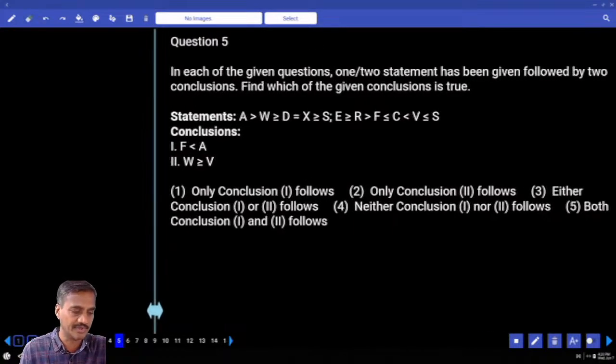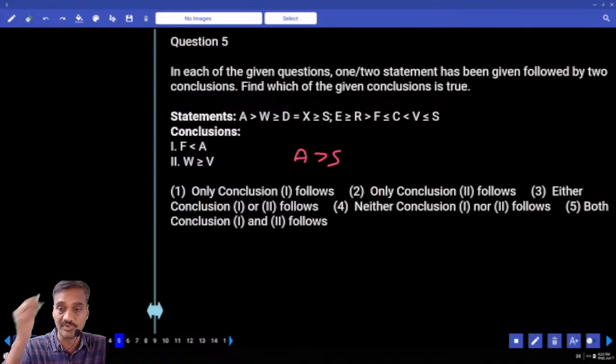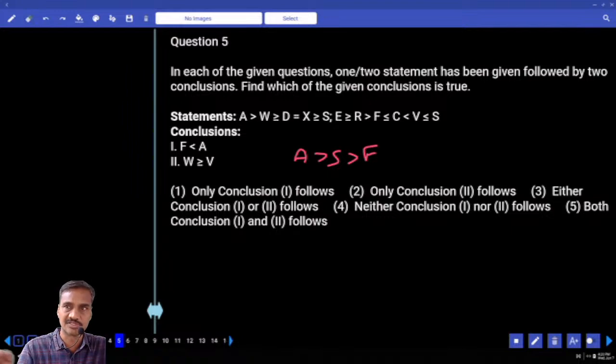Now F and A. Now what is the choice we have for this F and A? A is here, F is here. Which element is common? S is common. Yes. Now A to S, A greater than S. And next one, F to S. F less than S means S greater than F. A greater than S, S greater than F, so A greater than F. And the first one is definitely true.